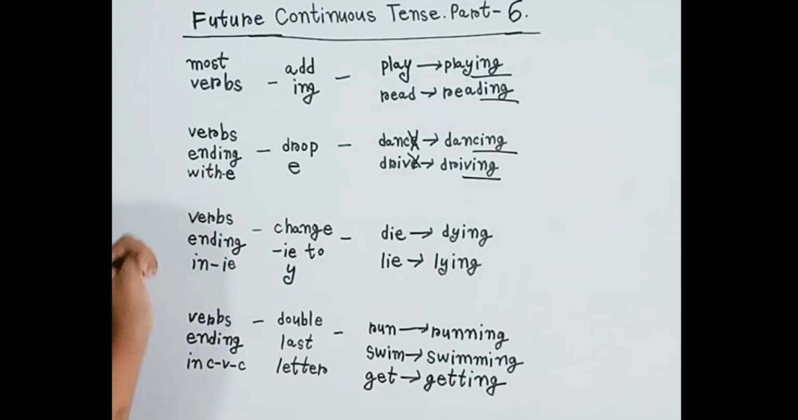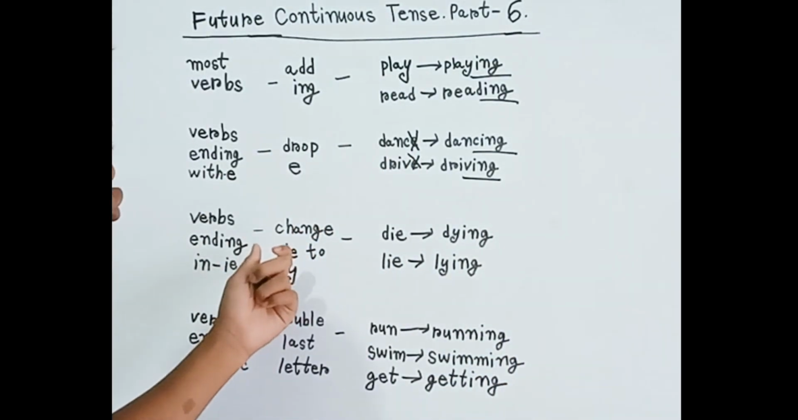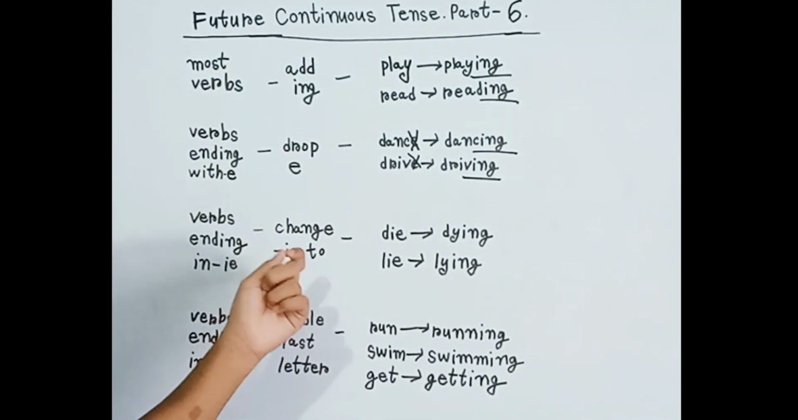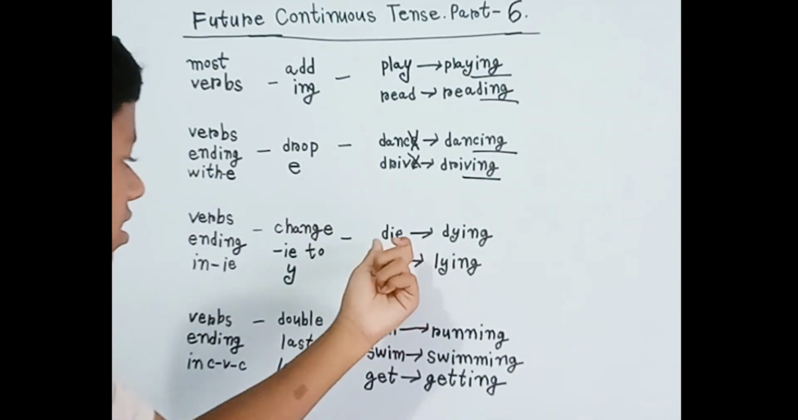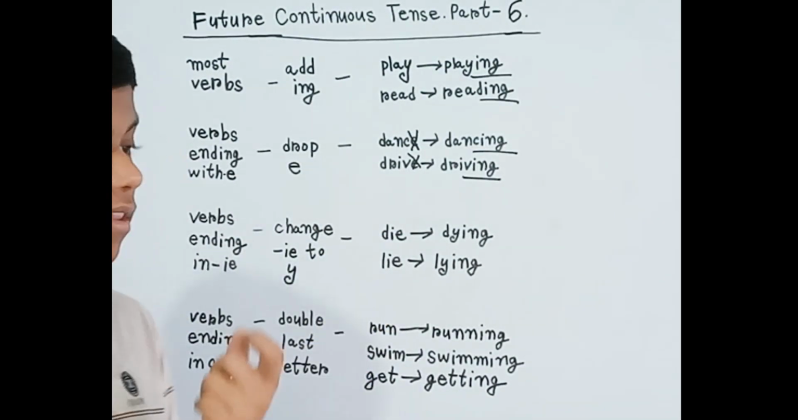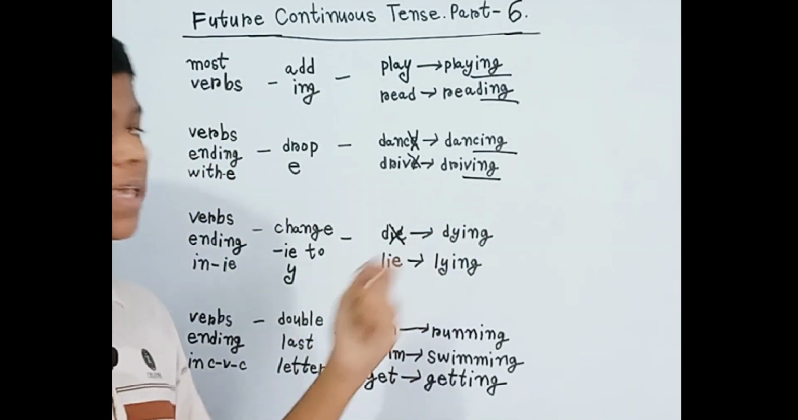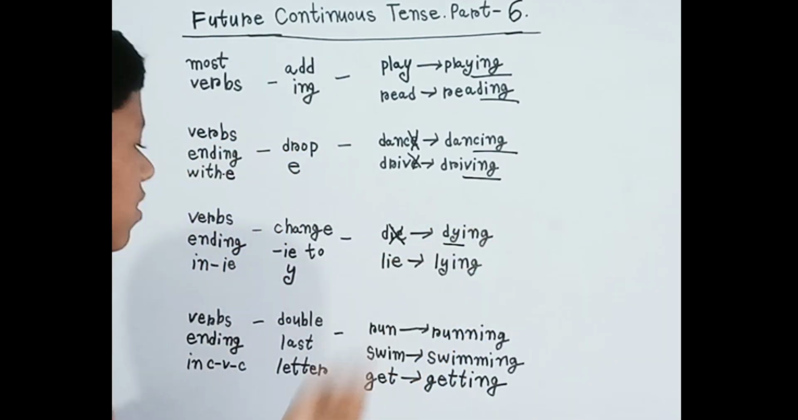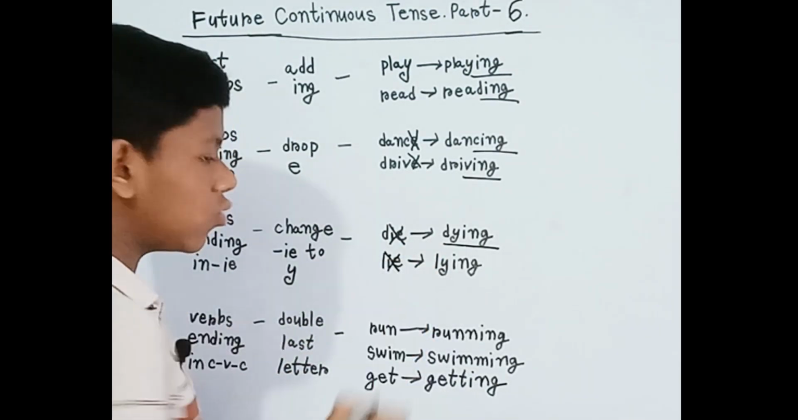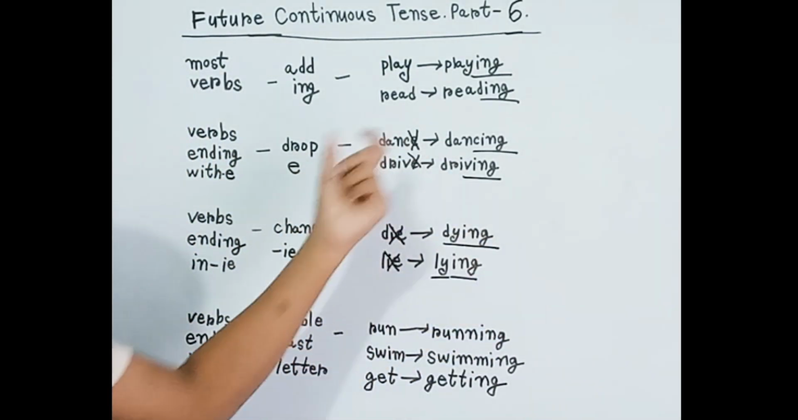And the next is verbs ending in ie. When the verb ends with ie, we have to drop the ie and put y, that is, change ie to y. For example, here we are watching die. The last two letters are ie. We have to drop the ie and put y instead, then add the ing. Die, dying; just drop these two letters, add y, then add ing. So it becomes die, dying, lie, lying.